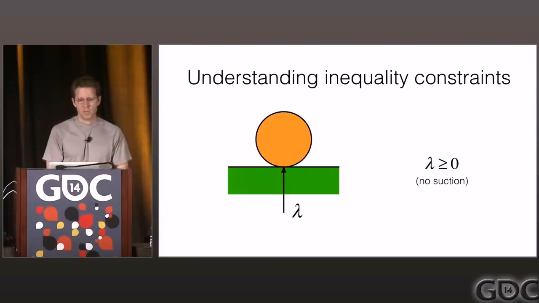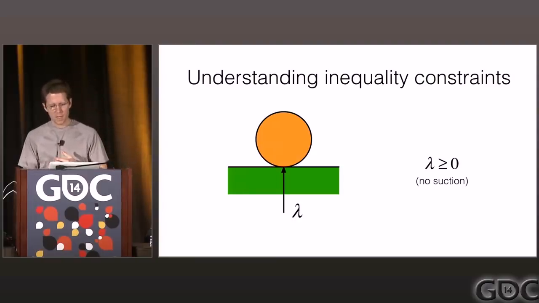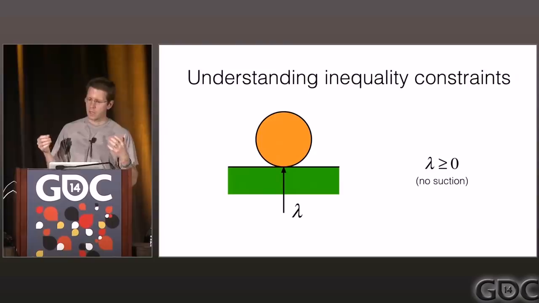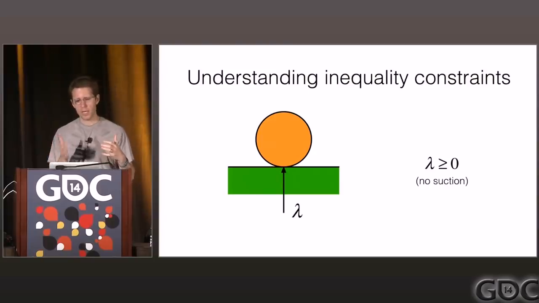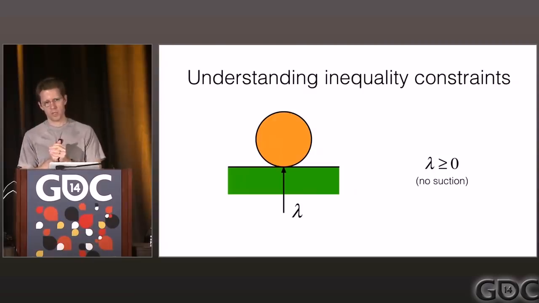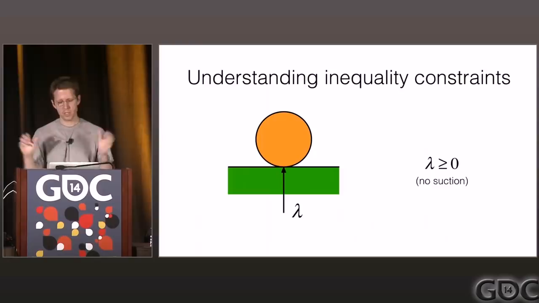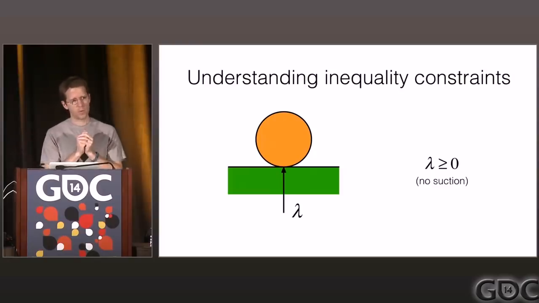All right, so next topic is understanding inequality constraints. Constraints like contact constraints require special handling. In this case, the constraint can push, but it can't pull. So in the context of sequential impulses, it's not hard to deal with this. It's not hard at all. We just need to use some clamping. However, we have to be careful about how we clamp.